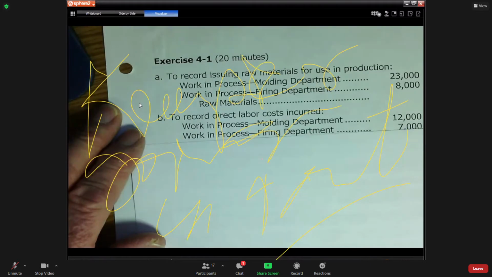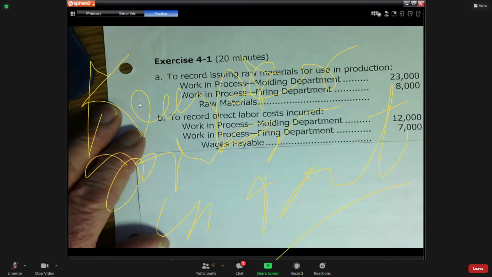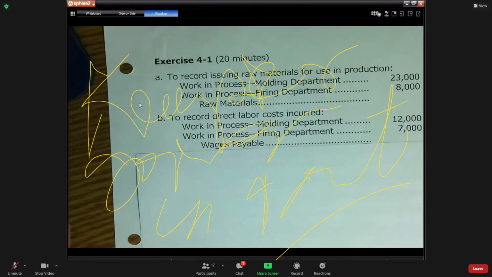Right. And what will you credit? Direct labor costs incurred. Did they say they paid the direct laborers at this point in time? Read it. What's it say? Direct labor cost incurred. Will they be salaries and wages payable? You're right. Wages payable. Does that show up on your screen at all?